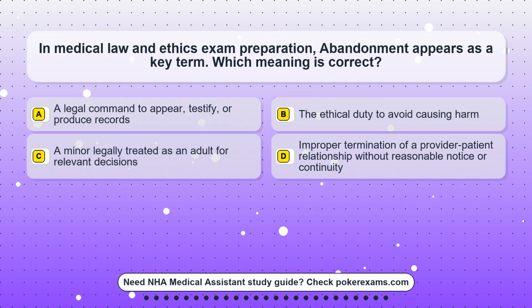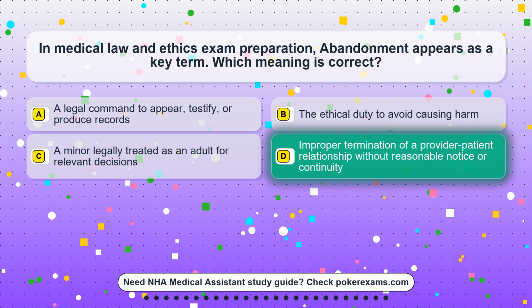Question 18. In medical law and ethics exam preparation, abandonment appears as a key term. Which meaning is correct? Option A. A legal command to appear, testify, or produce records. Option B. The ethical duty to avoid causing harm. Option C. A minor legally treated as an adult for relevant decisions. Option D. Improper termination of a provider-patient relationship without reasonable notice or continuity.